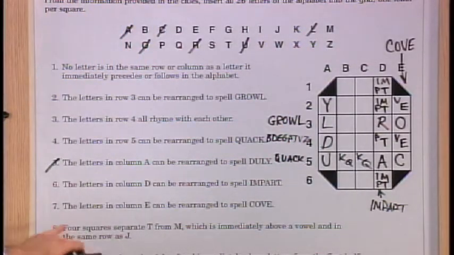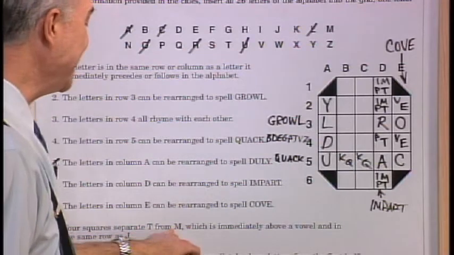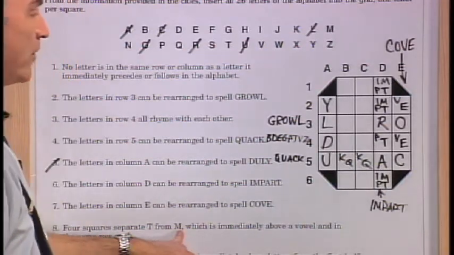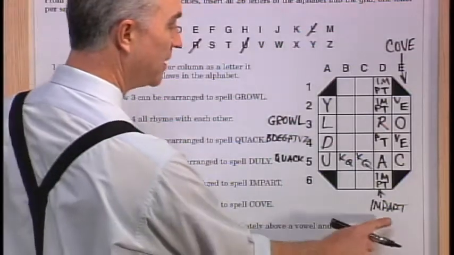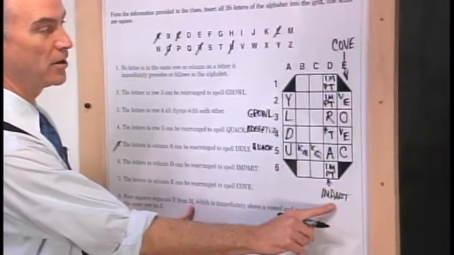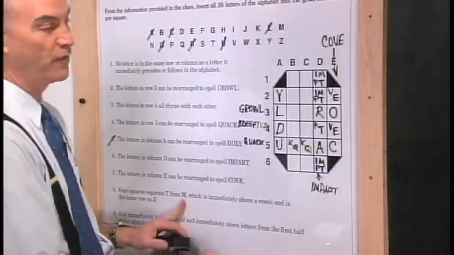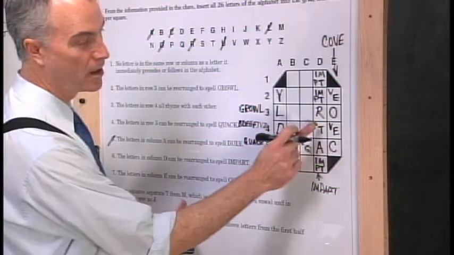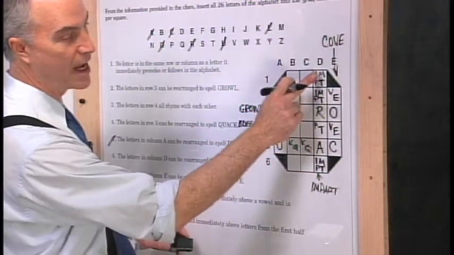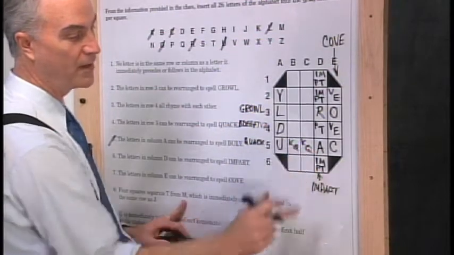Let's move on to clue number 8, because this is one that's going to help us move along here on our puzzle. 4 squares separate T from M. Well, we've already decided that both the letters T and M are going to have to fall into column D. In order for us to separate them with 4 squares, we're going to have a letter and then 1, 2, 3, 4 squares and then down at the bottom.